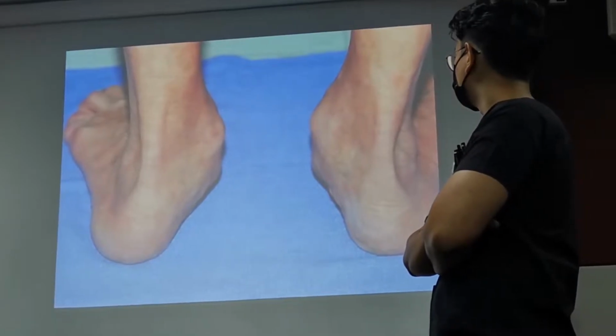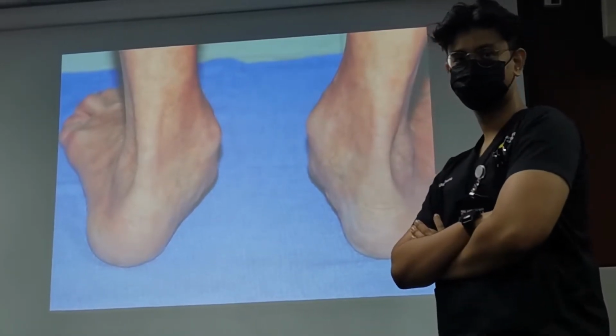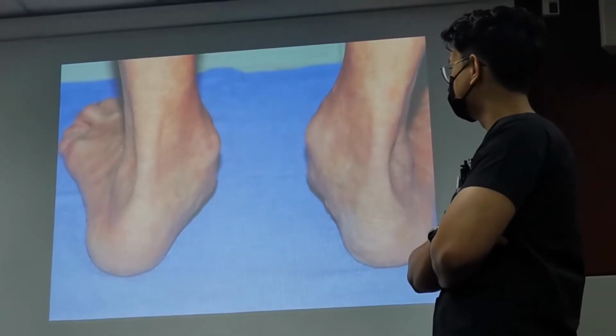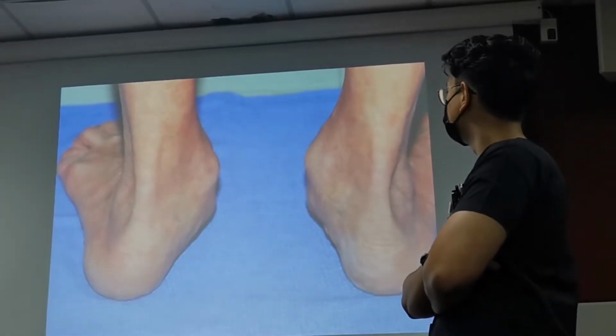Okay, so here's another more clear picture as well. Here you can see too many toes, yeah, tomato sign. 4 toes. And the heel is very valgus.